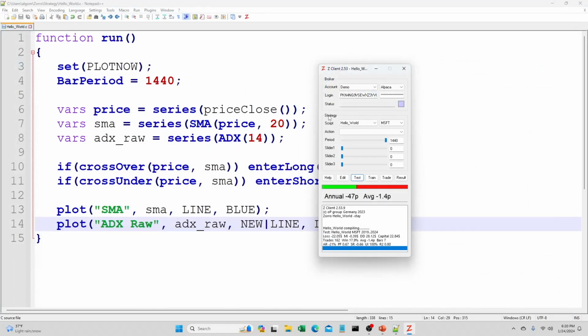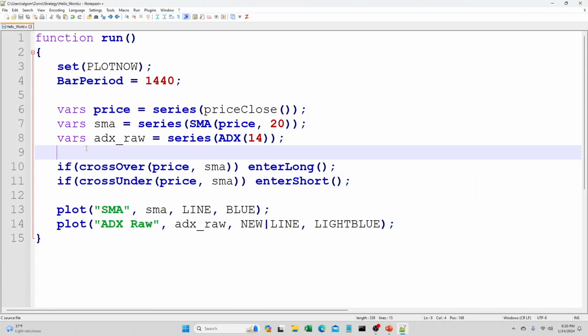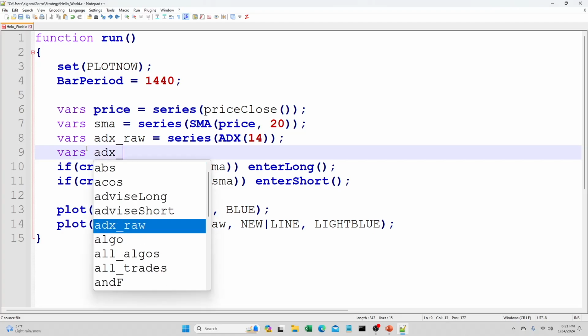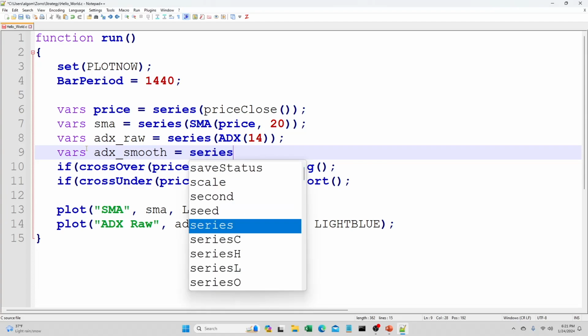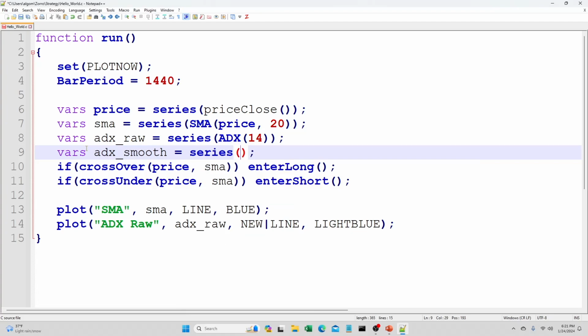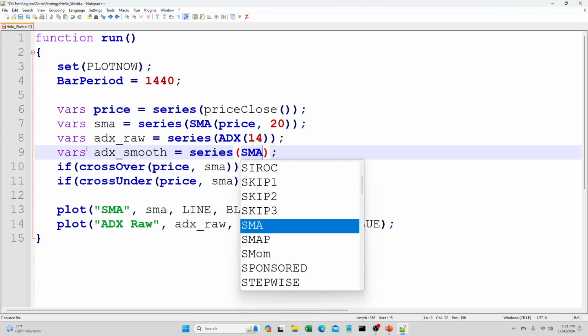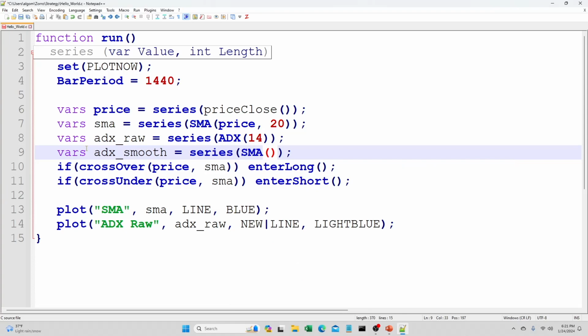Okay, so the first thing we're gonna implement is yet another vars variable, another array, and we're gonna call this ADX smooth. And this is going to be, again, the series function of Zorro Trader. And this time it is going to be a simple moving average. And the arguments will be ADX raw and a formation period of 33. Whatever.